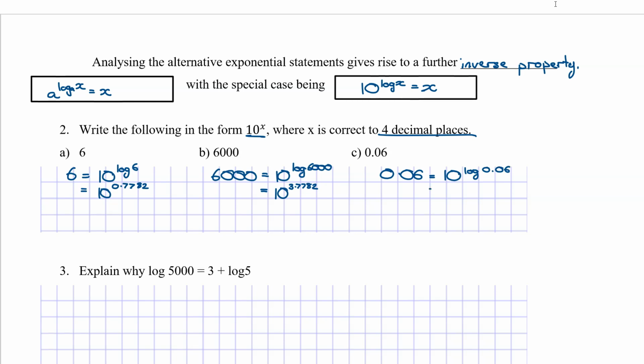Moving onwards to C, we're going to have 0.06 equals 10 to the power of log 0.06. Now punching log 0.06 in our calculators, we find that it's going to be 10 to the power of negative 1.2218. So that's how we'd express these numbers here as 10 to the power of something.